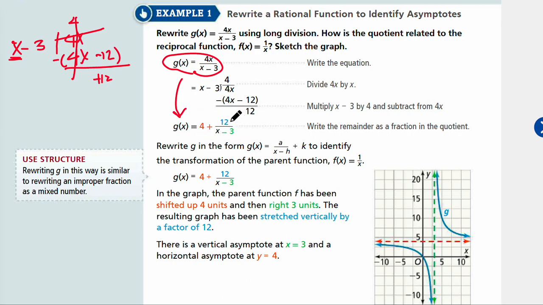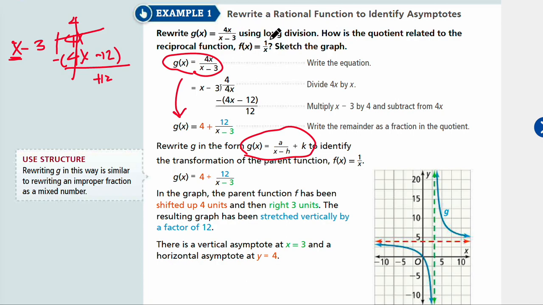So again, the transformation of a function from your parent function is defined in the rational function as a over x minus h plus k. Here we have h equal to positive 3, so we're moving the graph from the parent function to the right 3 units. And k is positive 4, so we're moving our graph 4 units up. And a is 12, so we're stretching the graph vertically by a factor of 12. What is our parent function? Our parent function is f of x equals 1 over x.